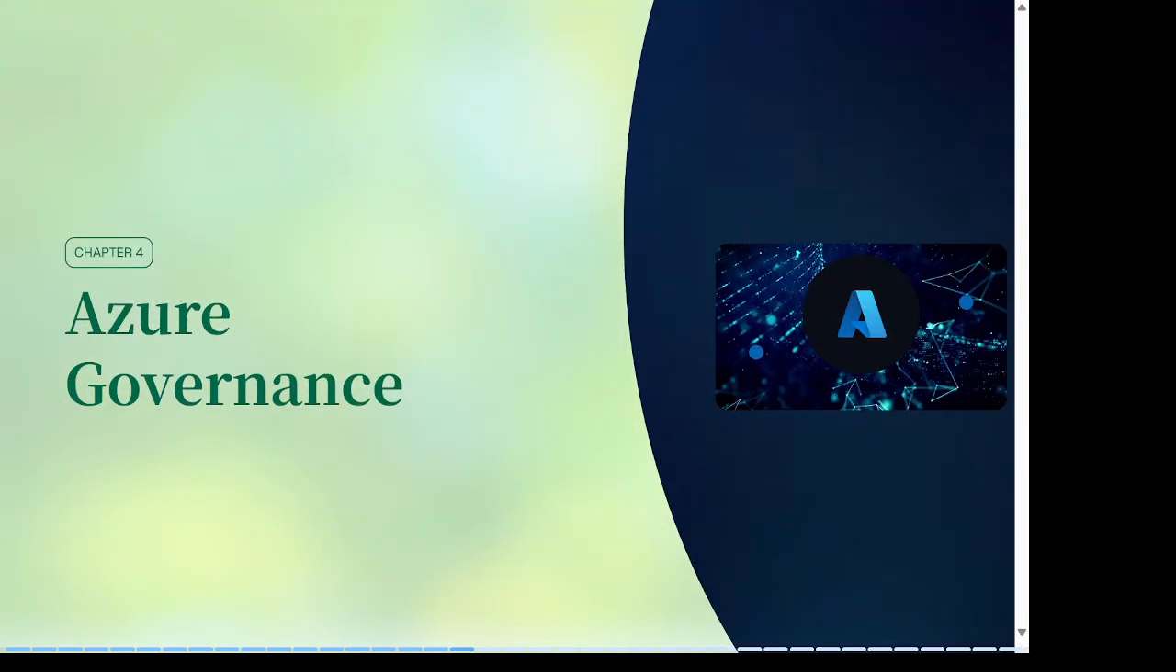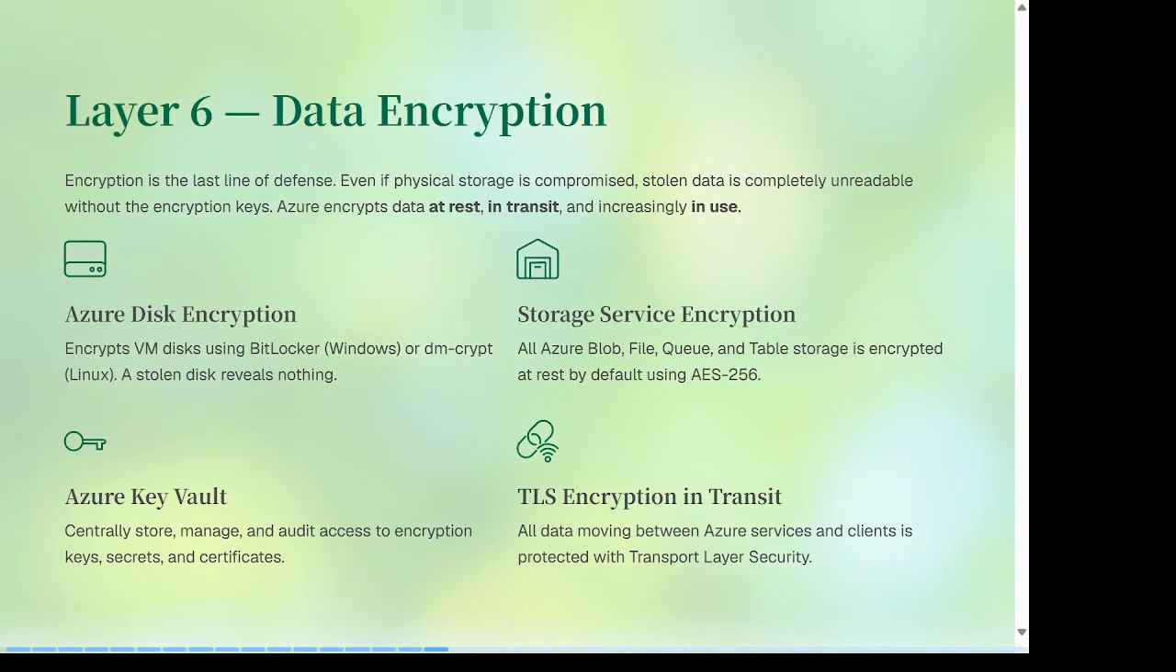Azure Key Vault. Now the important question is, where are encryption keys stored? This is where Azure Key Vault comes in. Azure Key Vault is used to securely store encryption keys, manage secrets like passwords and API keys, control access to certificates, and audit who accessed sensitive information. So instead of hard coding secrets in applications, Azure centralizes them in a secure vault.